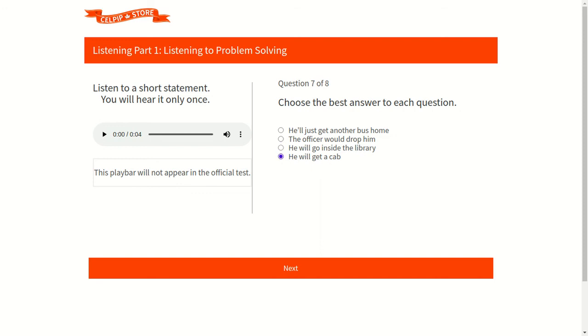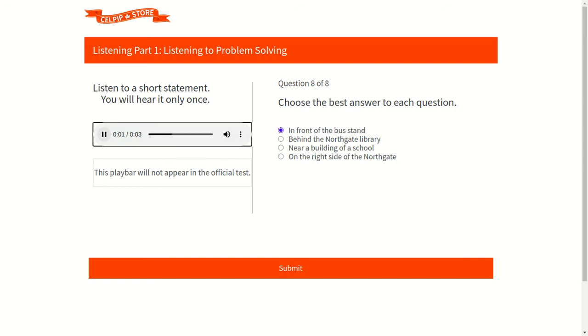We can listen very clearly in the audio that the man can reach on time for the interview only if he takes a cab. So accordingly, option 4 is the correct option. That is, he will get a cab. Let's move to the last question. That is question 8. Where could the man find the cab stand?